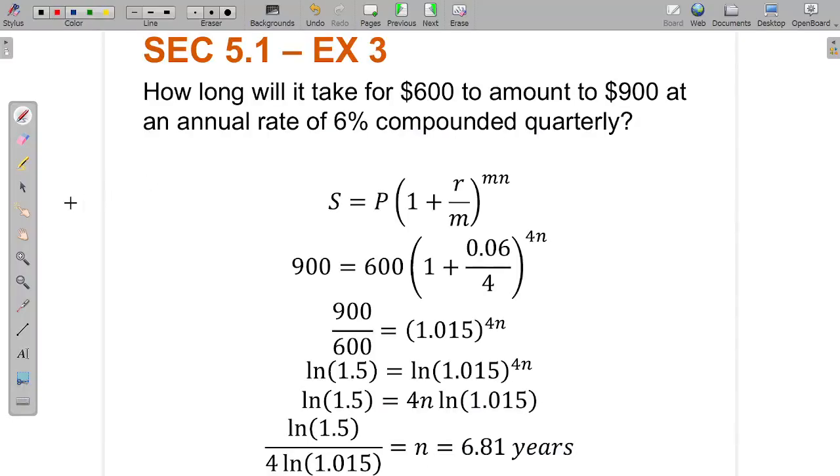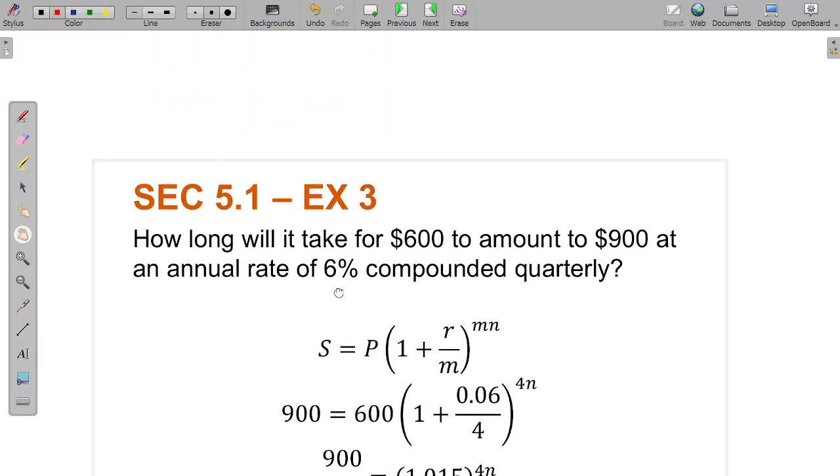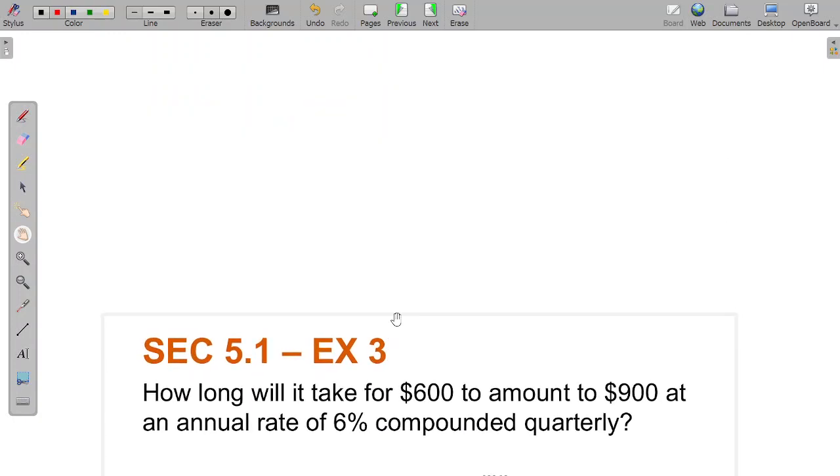Okay, let's do this example. How long will it take $600 to amount to $900 at an annual rate of 6% compounded quarterly?